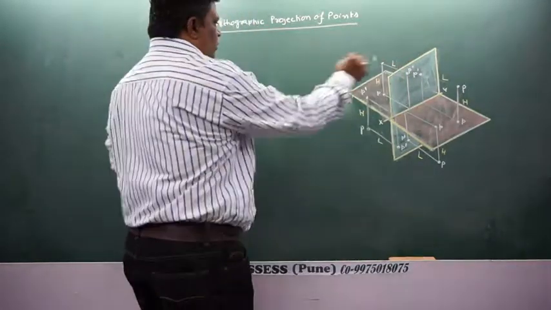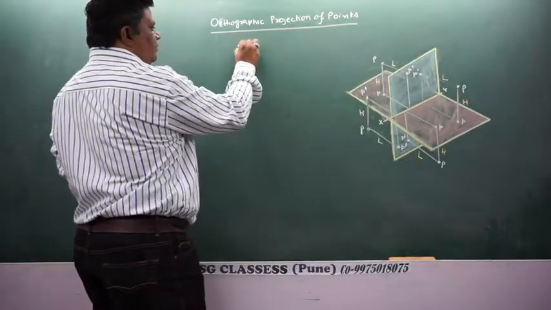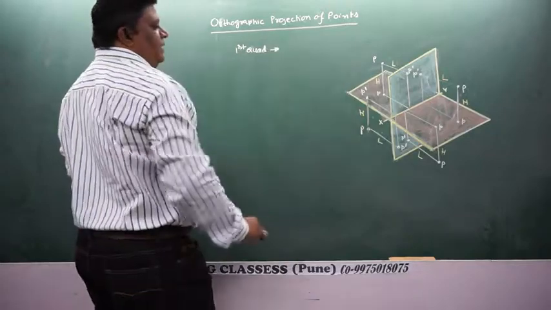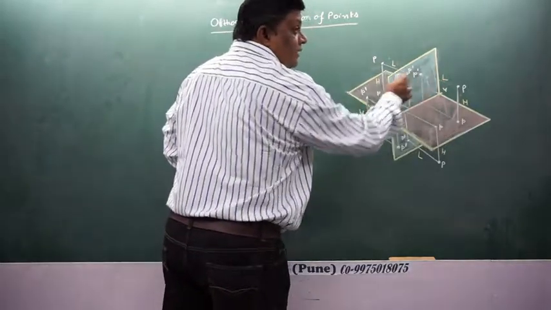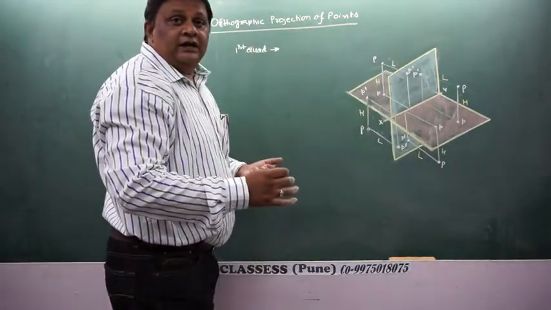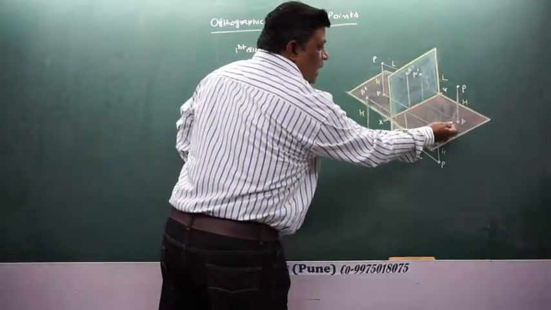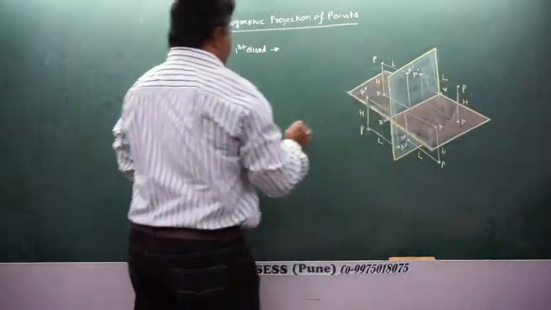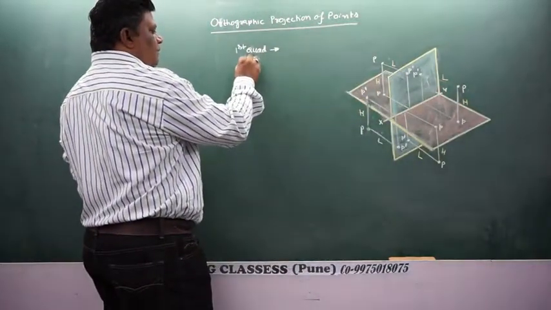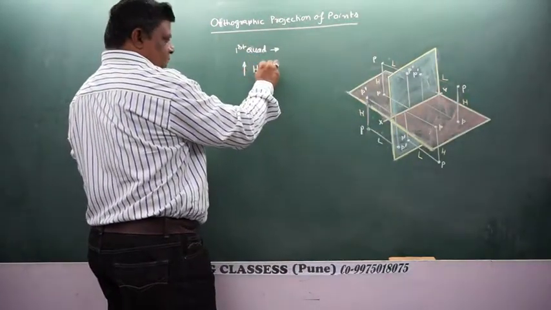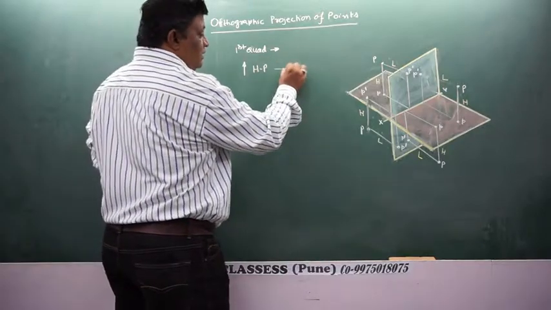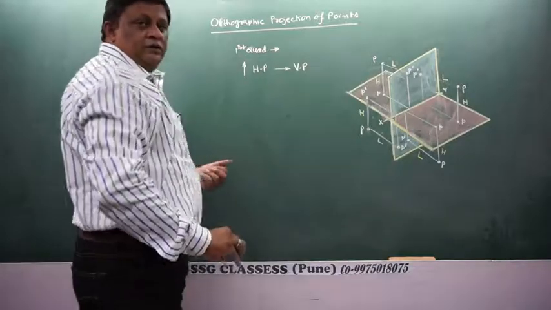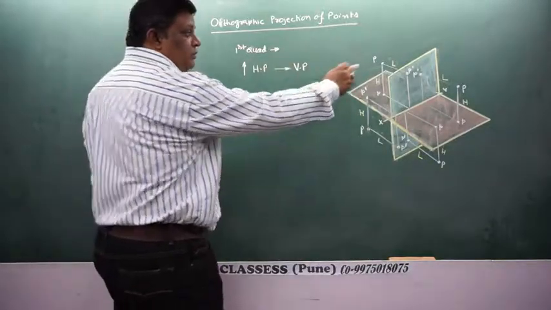First of all, we talk about the first quadrant. How is the point kept with respect to HP and VP? It is kept above HP and in front of VP. Okay? Now let's talk about the second quadrant.